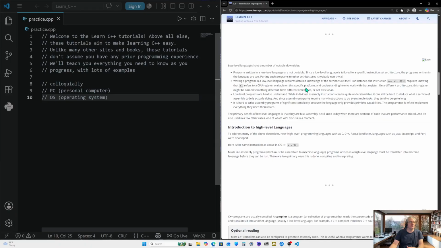Low-level languages have a notable downside. Programs written in low-level languages are not portable. Since a low-level language is tailored to a specific instruction set architecture, the programs written in the language are too. Okay, so I didn't really read that sentence properly. Programs written in a low-level language are not portable, since a low-level language is tailored to a specific instruction set architecture, and the programs written in the language are too.